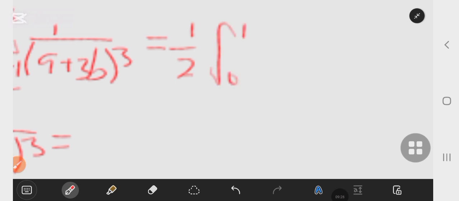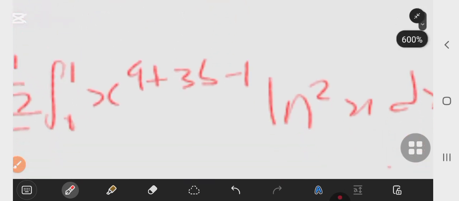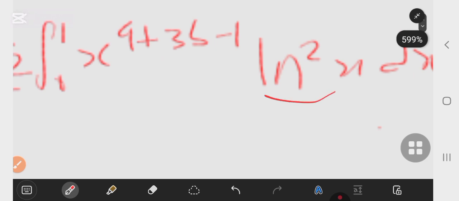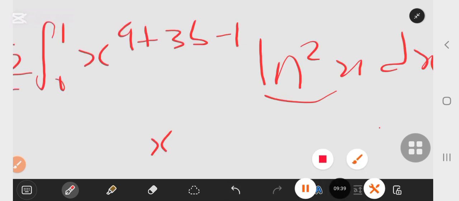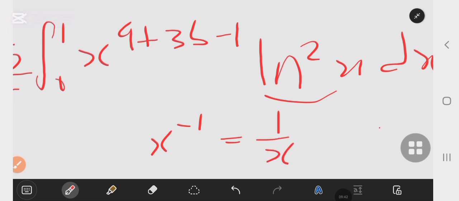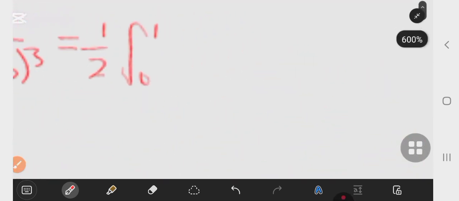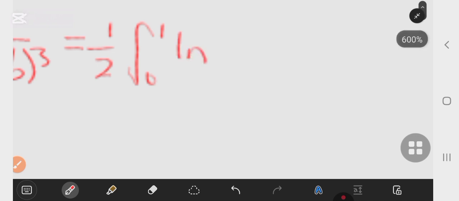So what else does it not consider? Ln square x, because there's no a and b here. Then here is x to the power of minus 1, which is the same as 1 over x. So what I'll do here is just, first I have ln square x all over x. So this is it. Now what else is remaining?